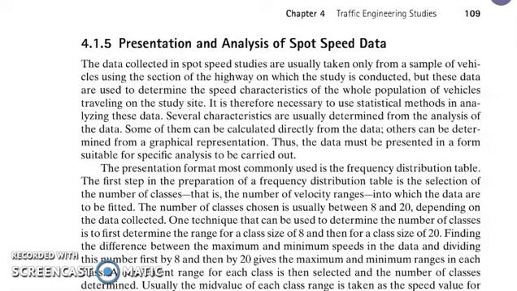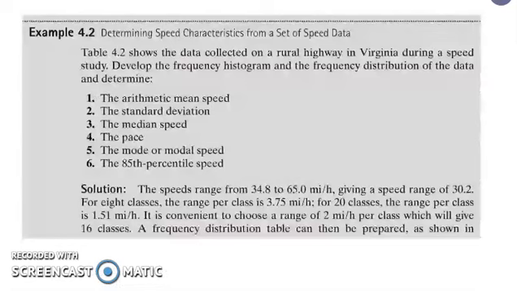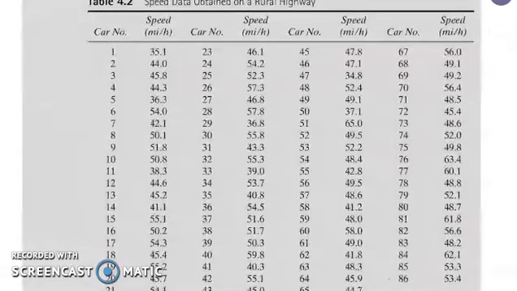So we have here a sample problem. Table 4.2 shows the data collected on a rural highway in Virginia during a speed study. Develop the frequency histogram and the frequency distribution of the data and determine arithmetic mean speed, standard deviation, median speed, the pace, the mode or modal speed, and the 85th percentile speed. So we are given here a tabulation of the speed data obtained on a rural highway.